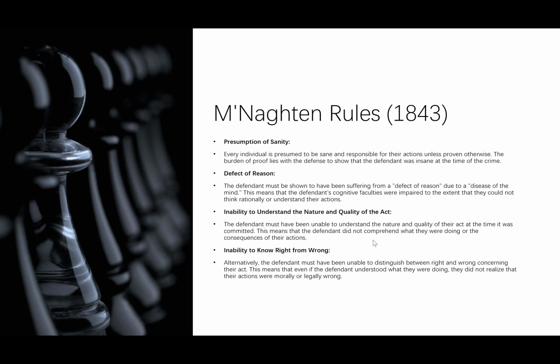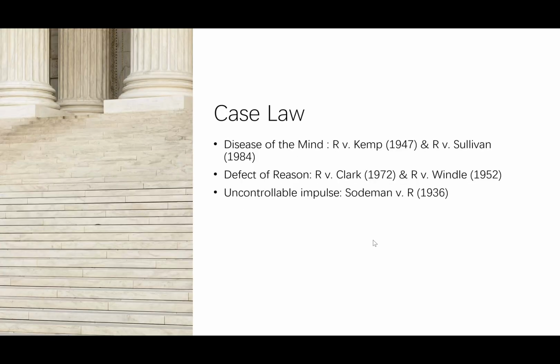Notice Bratty v. Attorney General of Northern Ireland, these are the things that they brought out in that case. Inability to know right from wrong. Alternatively, the defendant must have been unable to distinguish between right and wrong concerning their act. This means that even if the defendant understood what they were doing, they did not realize that the actions were legally or morally wrong. So look at those for the M'Naghten rules.